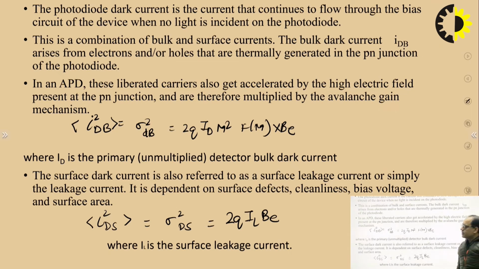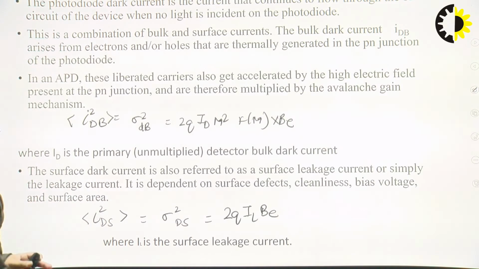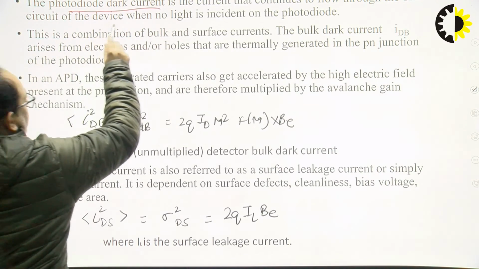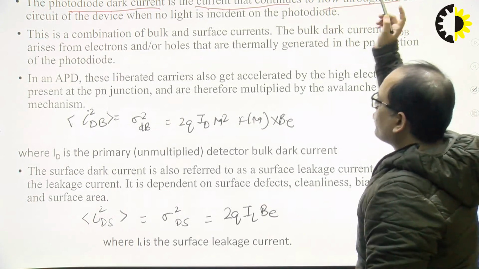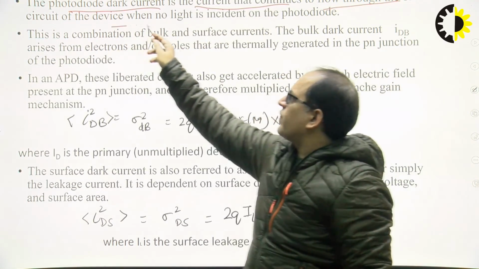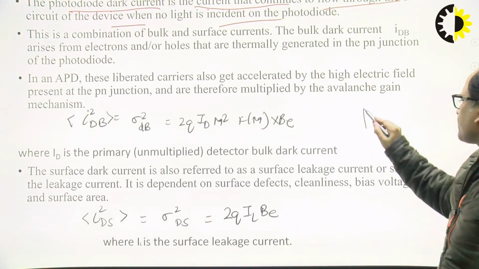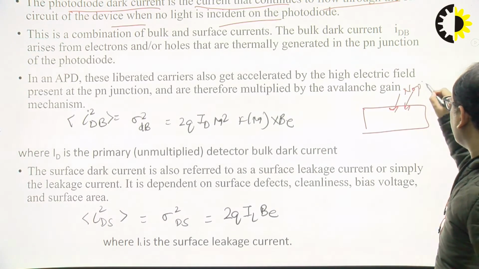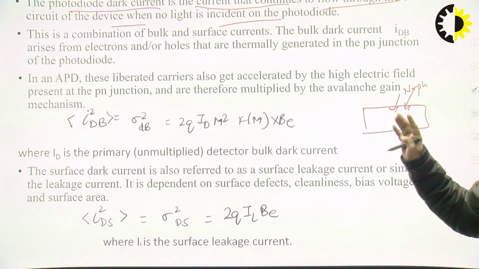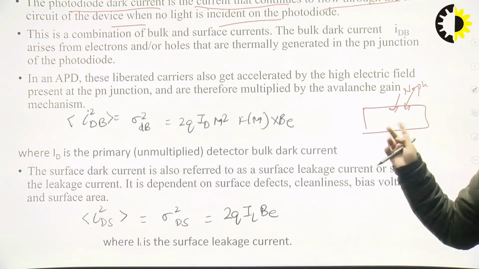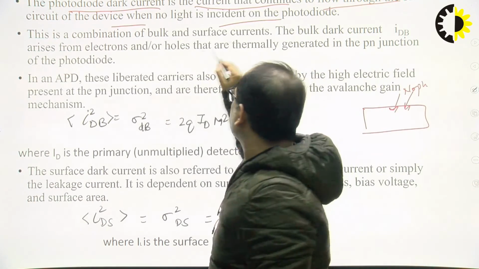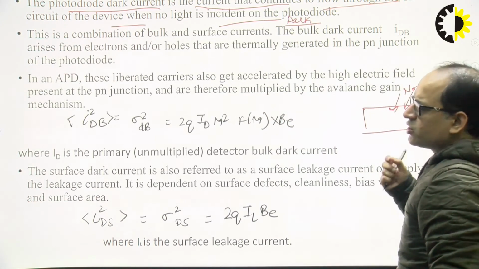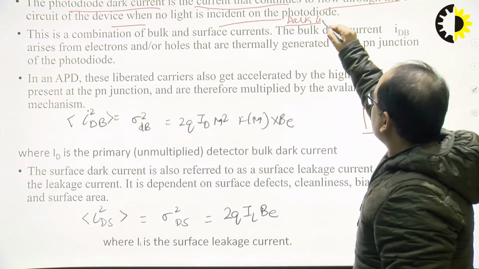Now see, next is the noise due to the dark current, that is the photodiode dark current noise. It is the current that continues to flow through the bias circuit of the device when no light is incident on it. Means, if I say this is a photodiode, when no photons enter it, it still creates a photocurrent. That type of noise is known as the dark current noise. Means when no photons are incident, there is still a generation of photoelectrons and photocurrent. That is known as the dark current noise.